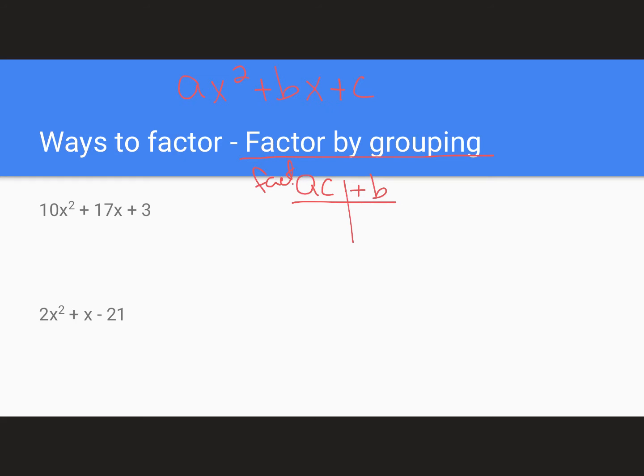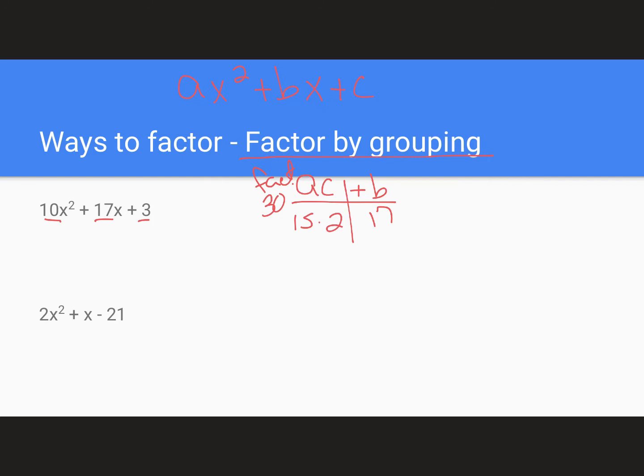So let's look at this first one. I need factors of 10 times 3. So I need factors of 30. This is factors of 30 that add to 17. Well, that's pretty easy, right? 15 and 2 add to 17.